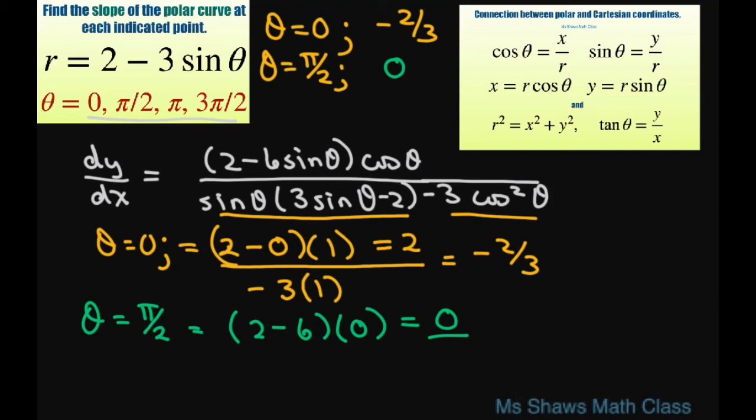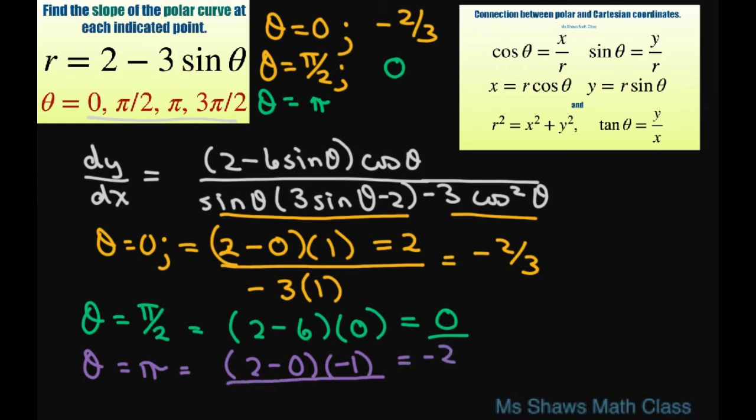All right, at theta equals pi, let's try that one. We're going to get 2 minus 6 times sine of pi, which is 0, so that's 2 minus 0 times negative 1. So the numerator is going to equal negative 2. And in the denominator, we're just going to get negative 3. So this is going to equal 2/3.